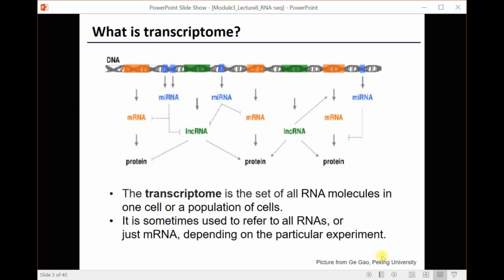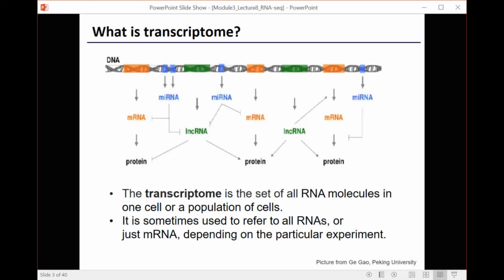So what is transcriptome? The transcriptome refers to the set of all RNA molecules in one cell or a population of cells. In other words, it's a snapshot of the expression profile of that cell or a group of cells at a particular time. So a transcriptome includes messenger RNA that encodes proteins. This should be familiar to you. Professor Li Juncheng already talked about it in her class, Microarray and RNA-seq for gene expression and differential expression analysis.